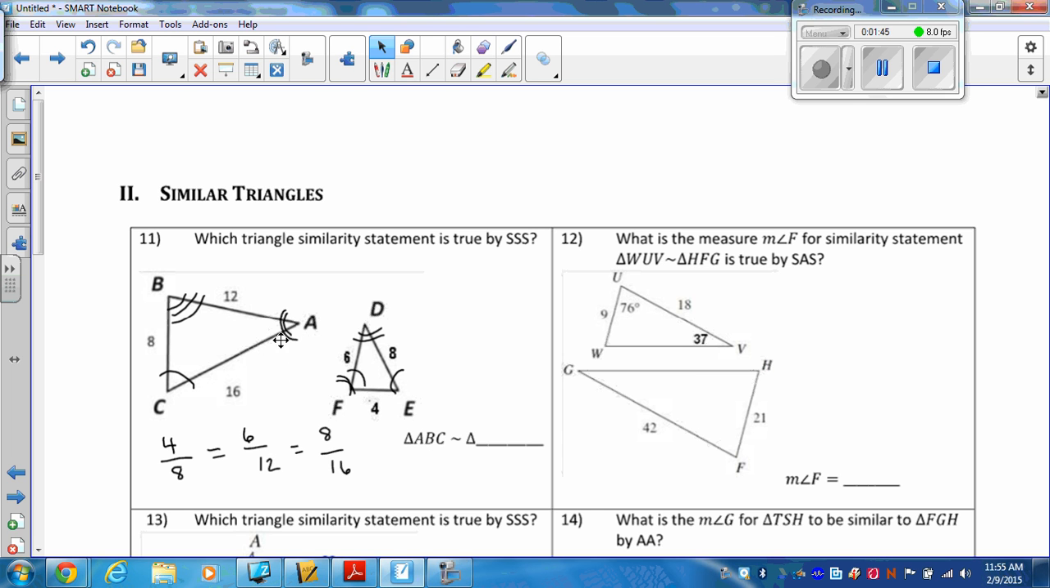So ABC is going to be congruent to DFE. Sorry, similar to DFE.